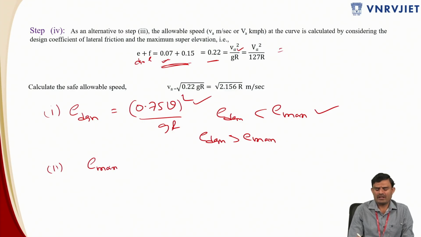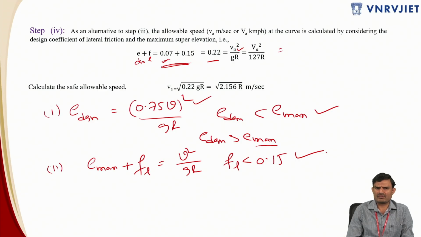You have to restrict, because if E design is higher than E maximum, then you shouldn't take the design value. You have to take the E maximum value plus lateral coefficient of friction is equal to, you have to take the 100% speed, design speed, instead of 0.75. Then you have to check for FL. If FL is less than 0.15, the problem ends here. With that particular value of maximum super elevation and this value of lateral coefficient of friction, which is less than 0.15, you are going to incorporate the same values, and the design ends here.